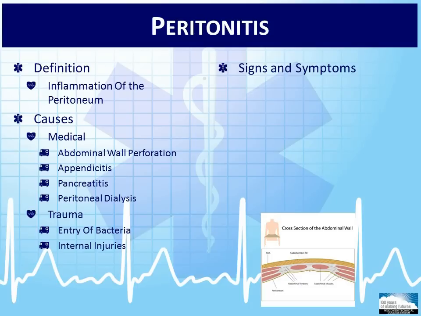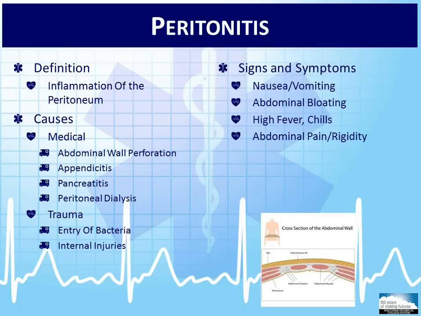Signs and symptoms of peritonitis can include nausea, vomiting, abdominal bloating, high fever, chills, pain, and abdominal rigidity, where stiffness of the abdominal muscles can be felt. Peritonitis may lead to sepsis, which is a serious infection throughout the body, and shock.